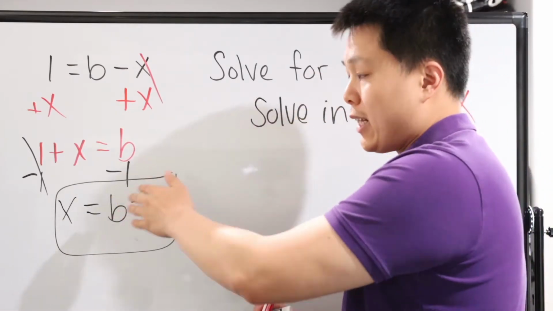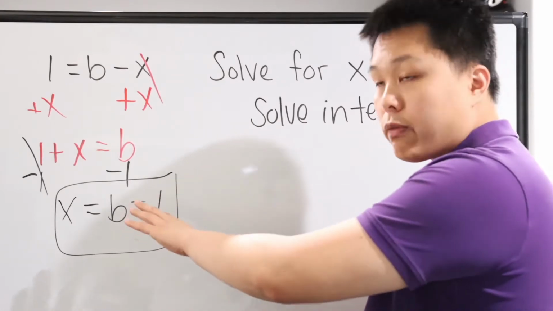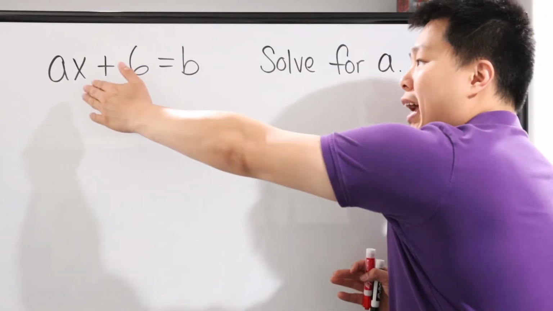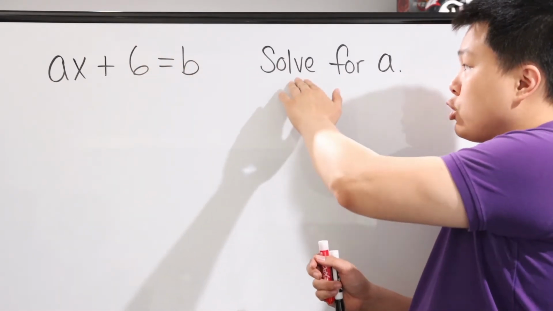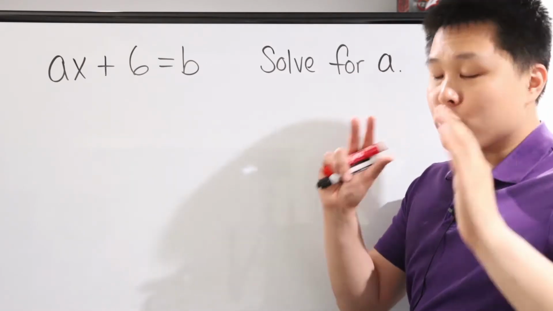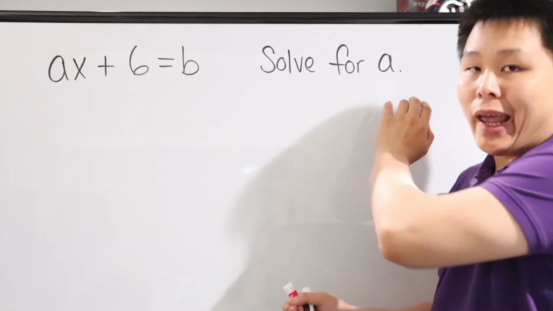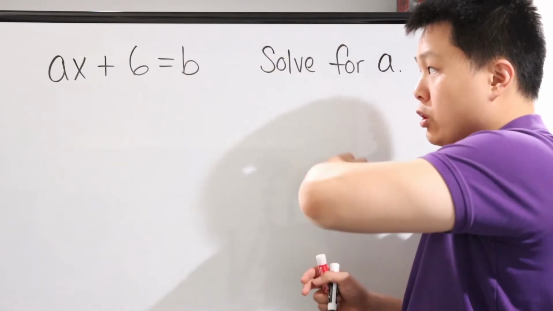Solve for x, x is by itself. Solve in terms of x, then x is not by itself. Whatever the other variable is, that's the one that's going to be by itself. So for this next problem, we have ax plus 6 equals b. Now, here we have solve for a. Man, if it was solve for b, we would be done. Everything would be great. But since we're trying to solve for a, we need to isolate it so that it's going to be a by itself equals something else.